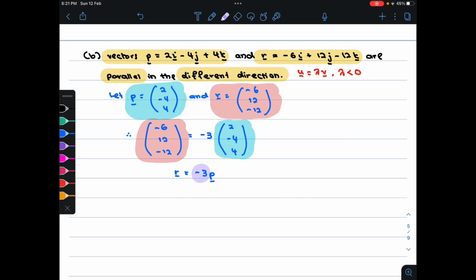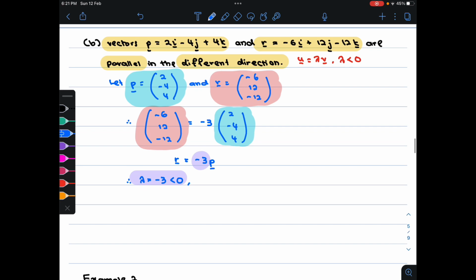So we can see that here, the constant is negative 3. So lambda is negative 3, which is less than 0. So if the constant is less than 0, this means that both of these vectors are parallel vectors, but in different direction.